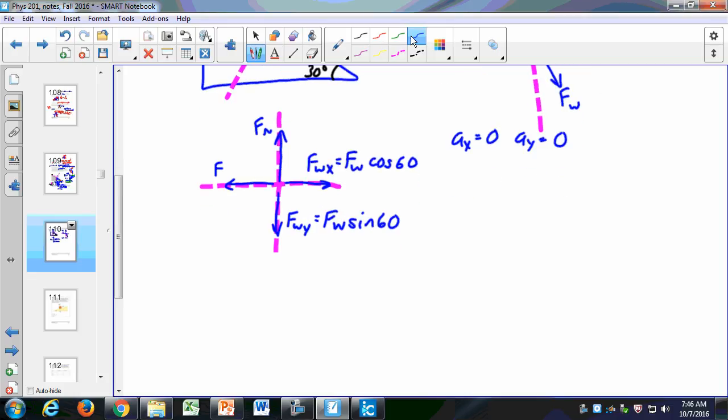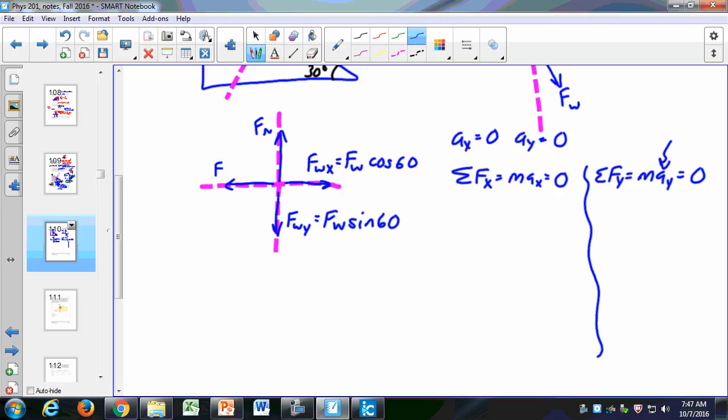And now I apply Newton's second law. So this is the final step. I say the sum of the forces in the x direction equals max, which is equal to 0. And the sum of the forces in the y direction equals may, which is going to equal 0. For our inclined plane problems, only for inclined plane problems, ay is always equal to 0 in the y direction. Because if it wasn't, it would fly off the inclined plane. It would be a different kind of problem.